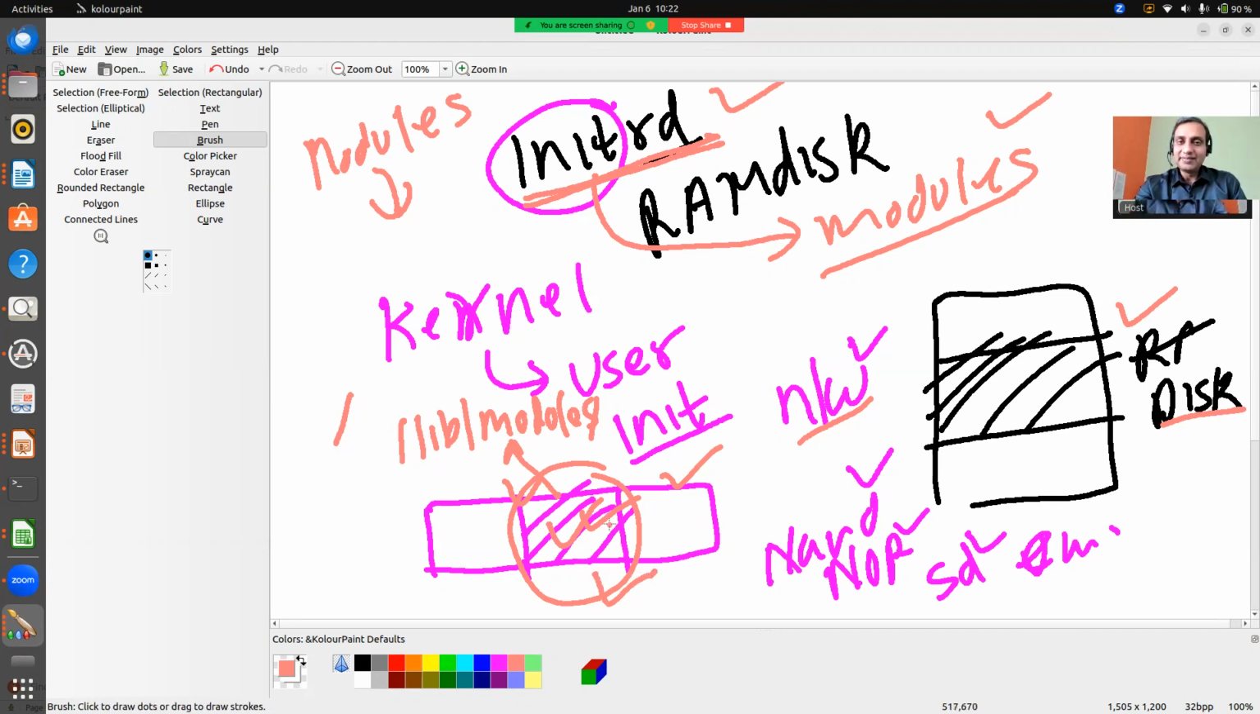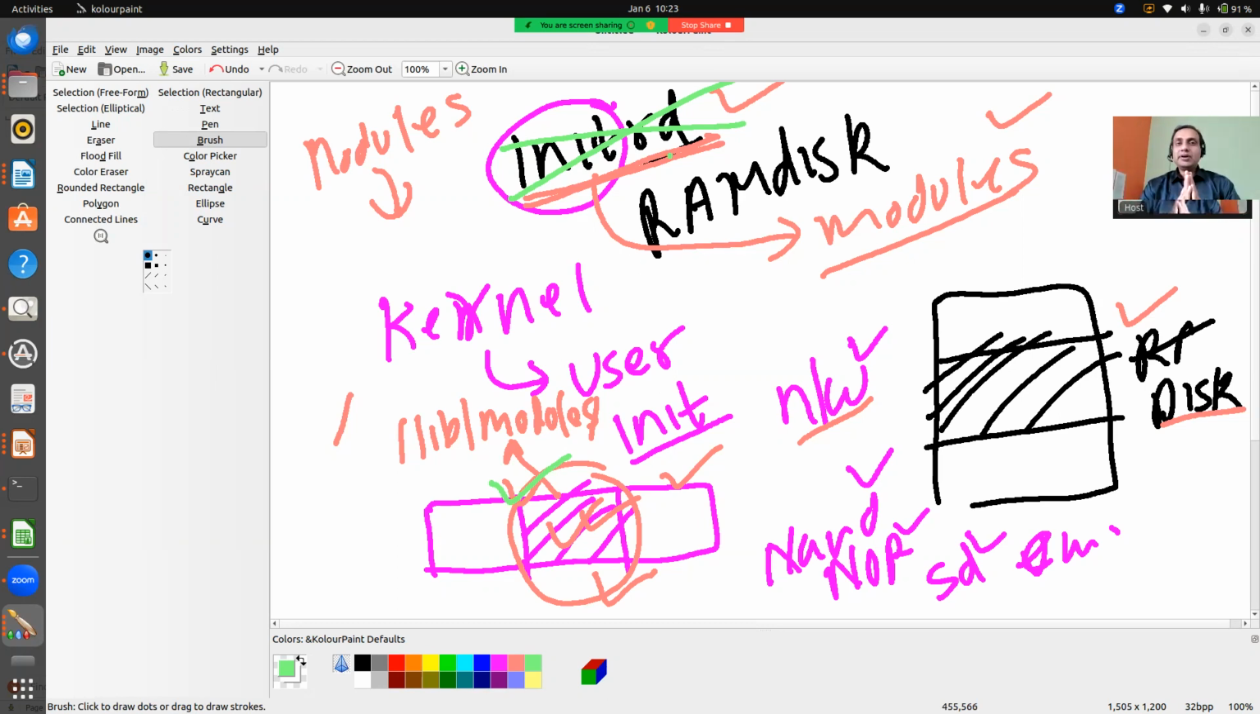Once your real root file system is up, we discard this init-rd. That's why the term init-rd. Init-rd means initial RAM disk. That means only during the initial portion of the boot up time, you will be needing this root file system. And once the real root file system is up, you will discard the init-rd. I hope this clarifies the concepts related to the RAM disk and init-rd.